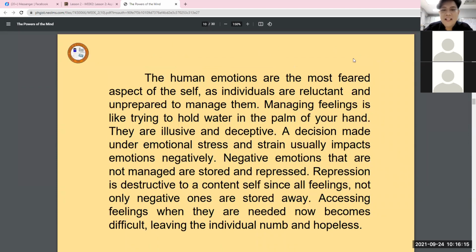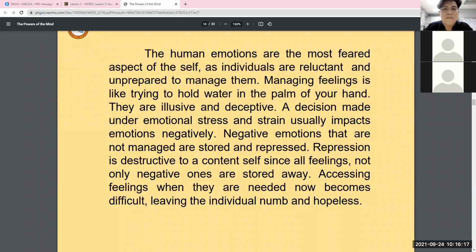Another thing is that human emotions are the most feared aspect of self, as individuals who are reluctant and unprepared to manage them. Why do we say human emotion is the most feared aspect of life? Because we do not know what we can do when we are hurt excessively. When we are run by emotion, sometimes we do not care for ourselves. Right? When we are very angry, you punch the wall.